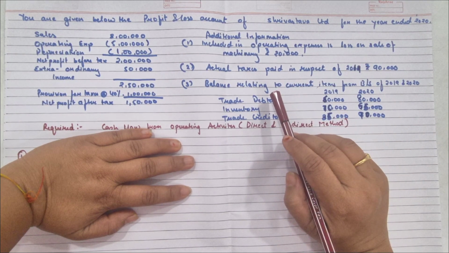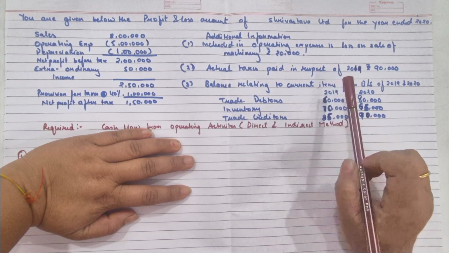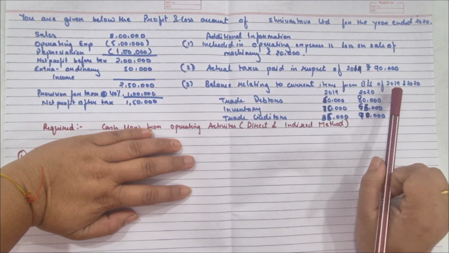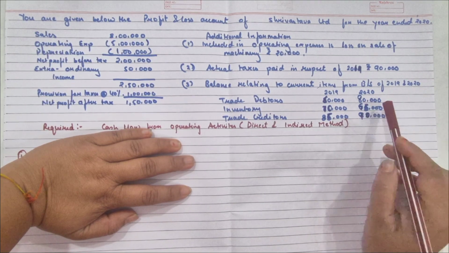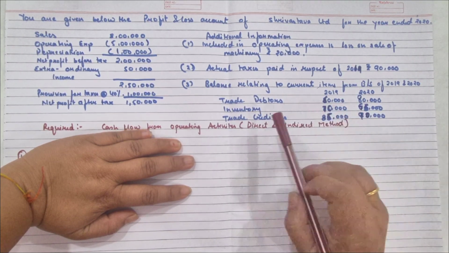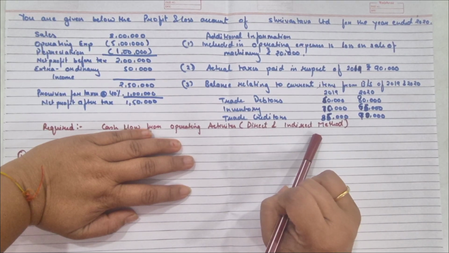90,000, and then some data is given, an extract from the balance sheet regarding 2019 and 2020, students. This data is given. Now you have to make a cash flow for operating activities, both by direct and indirect method.